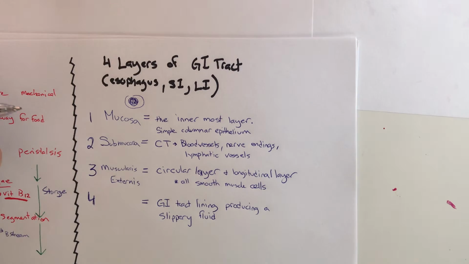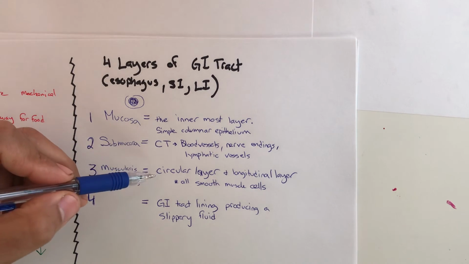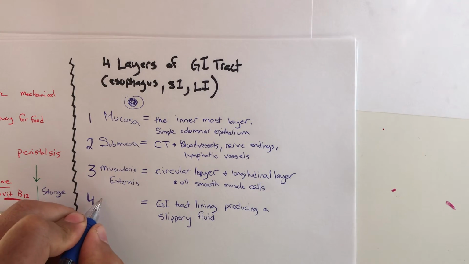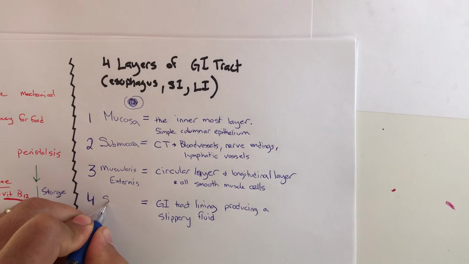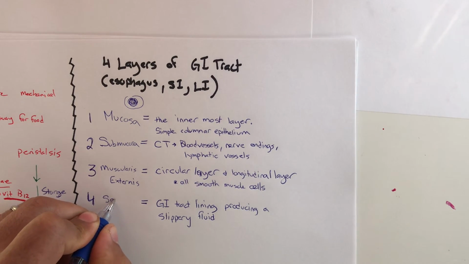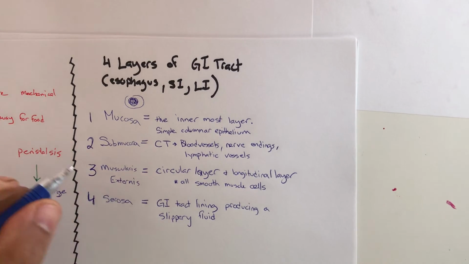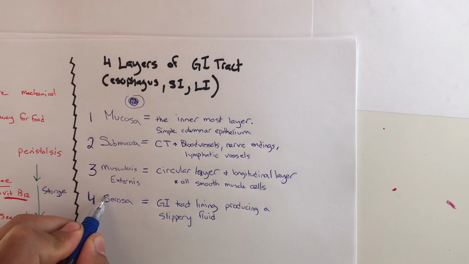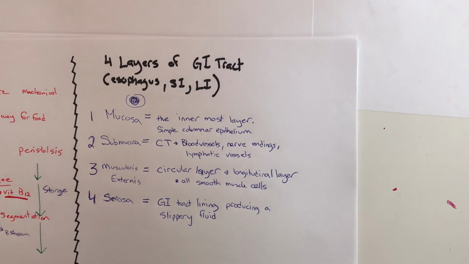The circular layer is what allows for those rhythmic contractions, if you remember. And finally, a very moist serosa. This is the GI tract's outermost lining, producing this slippery fluid called serum. That's where that word comes from, serosa.